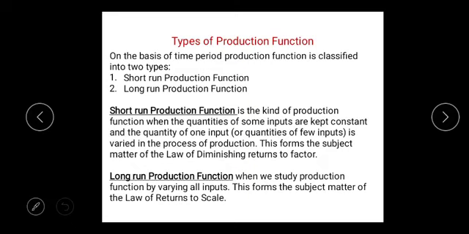Another important type of production function is long-run production function. Students, when we study production function by varying all the inputs, that type of production function is known as long-run production function. As in the long run, it is possible for a firm to change all inputs up and down in accordance with its scale. This long-run production function forms the subject matter of another important law in microeconomics, and that law is the law of returns to scale. We will discuss this law in our coming lectures.